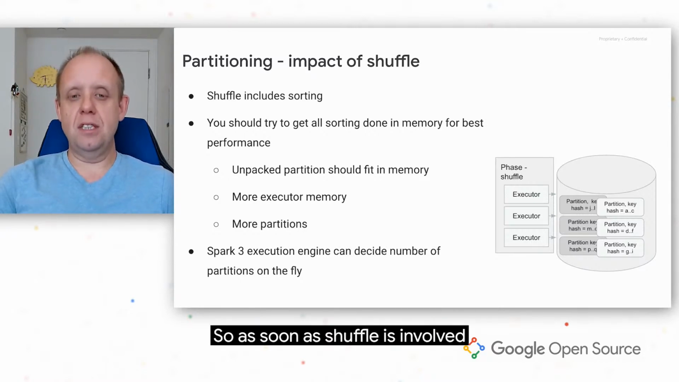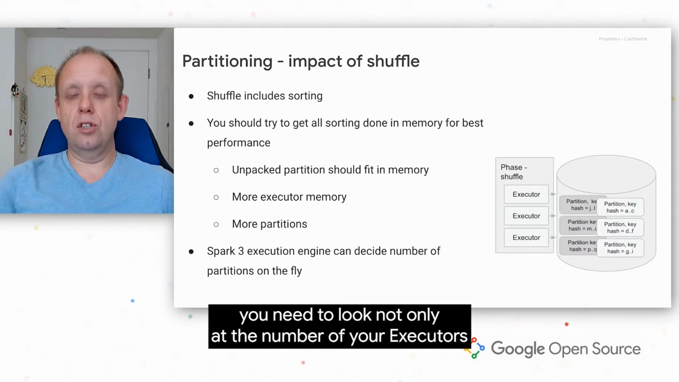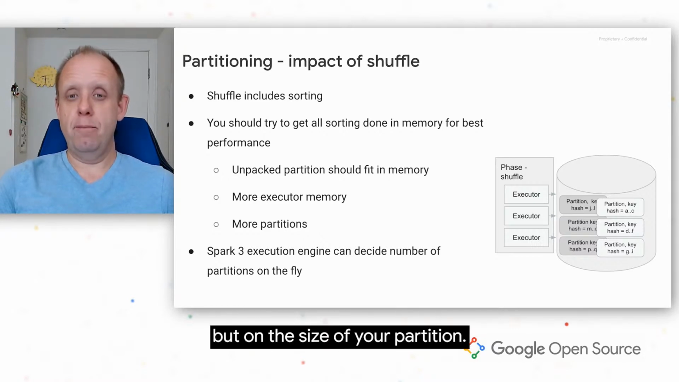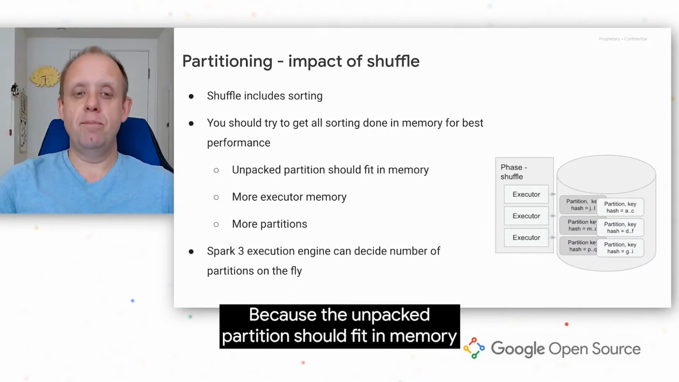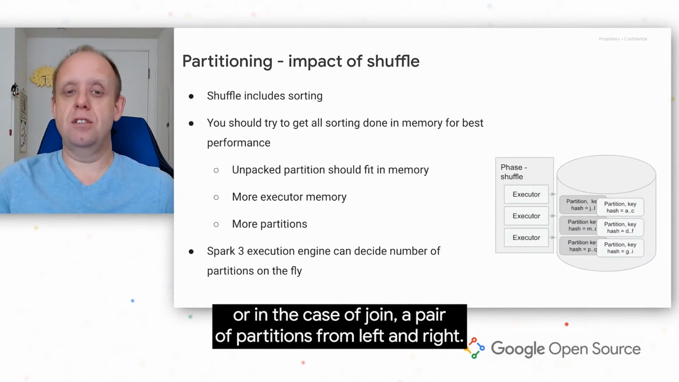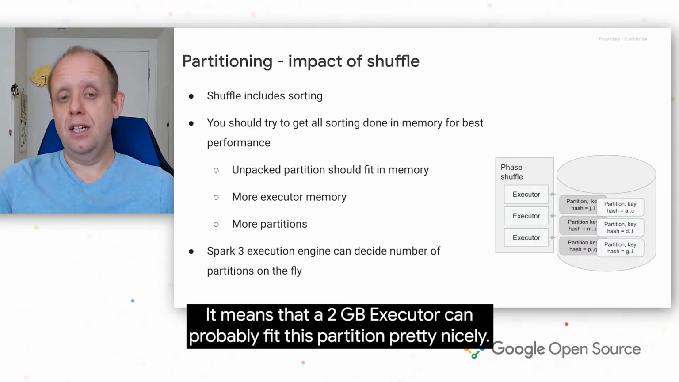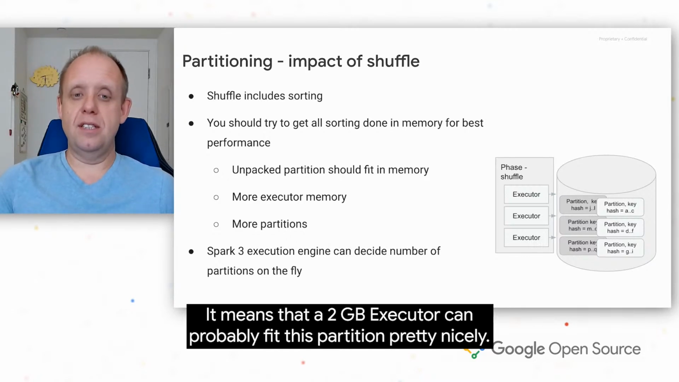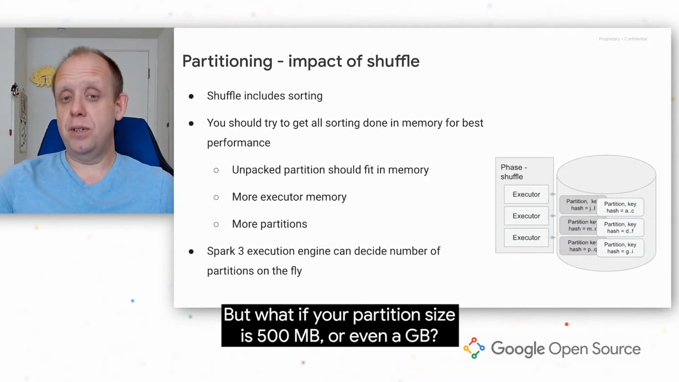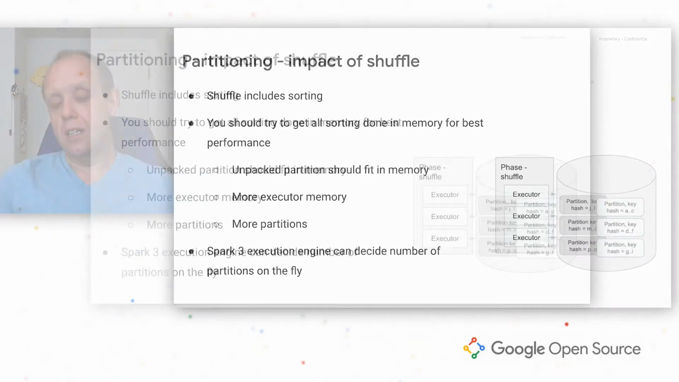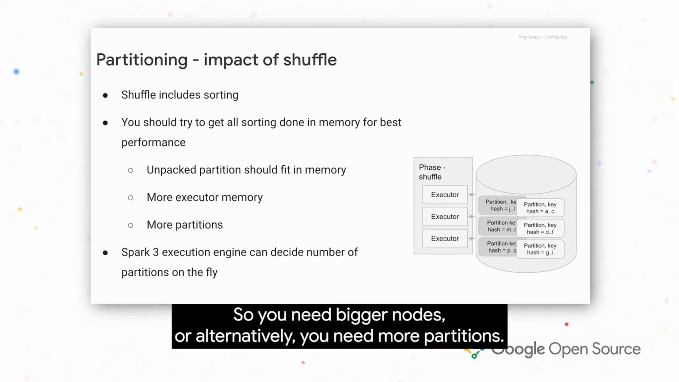So as soon as shuffle is involved, you need to look not only at the number of your executors, but at the size of your partition. Why? Because an unpacked partition should fit in memory, or in the case of a join, a pair of partitions from left and right. So let's say you have partitions of 100 megs. It means that a 2 gig executor can probably fit this partition pretty nicely. But what if your partition size is 500 megs or even a gig? You need more executor memory, so you need bigger nodes, or alternatively, you need more partitions.